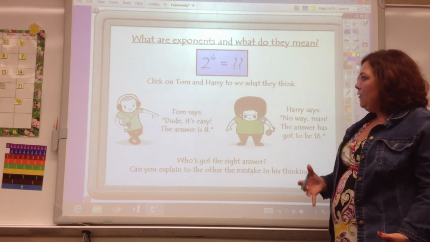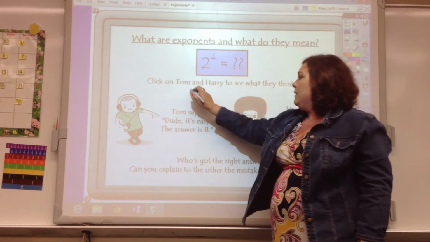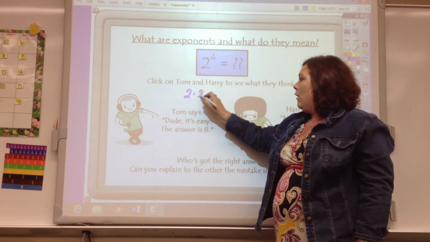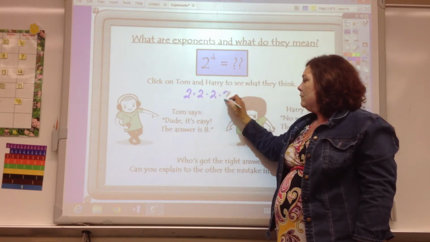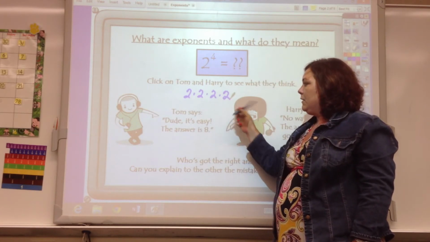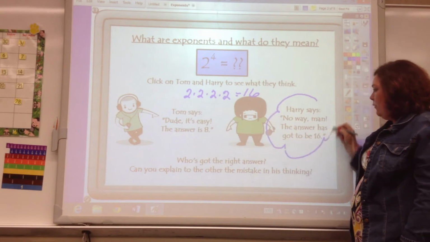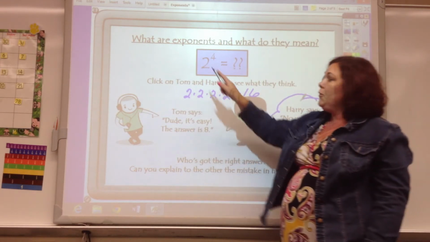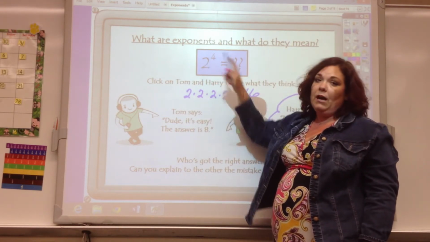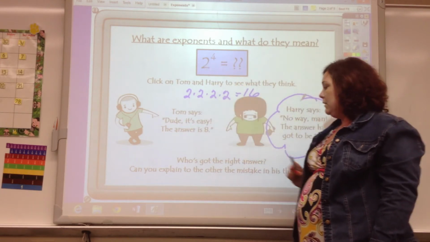So, if you wrote this out to what it means, it would be 2 4 times. And 2 times 2 is 4, times 2 is 8, times 2 is 16. So, of course, Harry was right. You can't just multiply. This doesn't mean multiply these two numbers together. It means this tells you how many times.